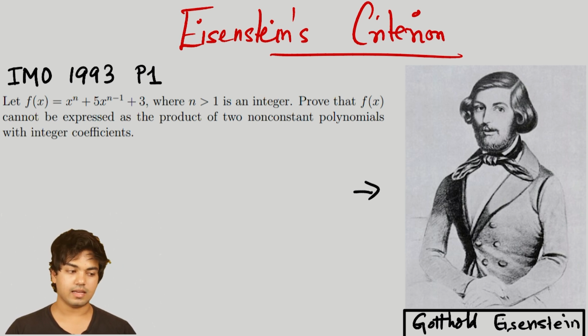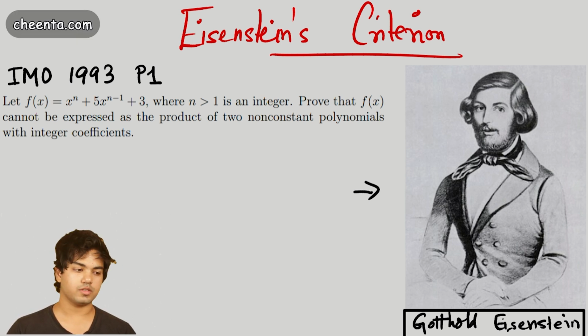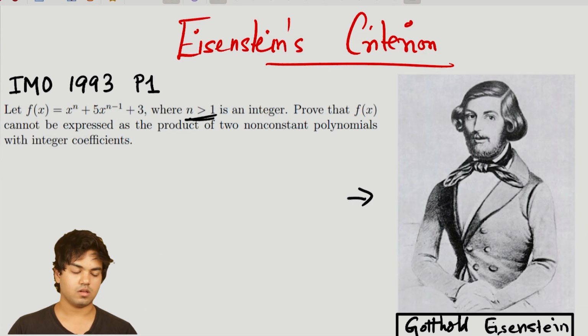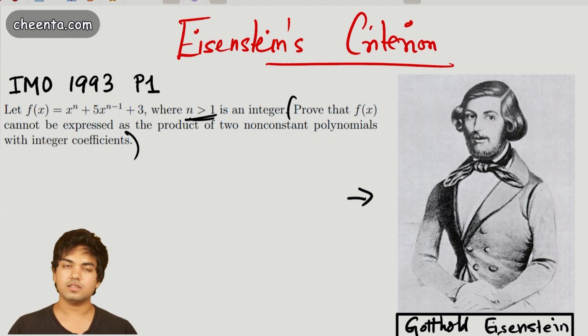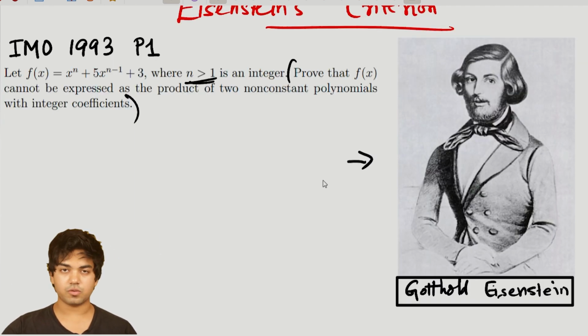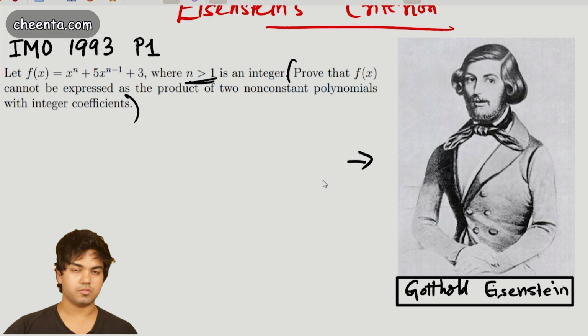This is the problem from the IMO 1993. It's the first problem of the year. Let f of x be equal to x to the power n plus 5x to the n minus 1 plus 3, where n greater than 1 is an integer. And essentially, what follows is the definition of irreducibility. We want to show that f of x here is irreducible. We'll not get directly into it, but feel free to pause the video and try the problem on your own. There's many things you can try, but it's still a hard problem.